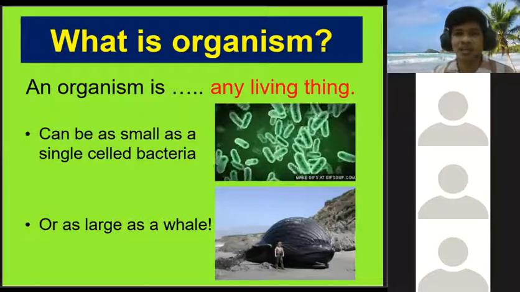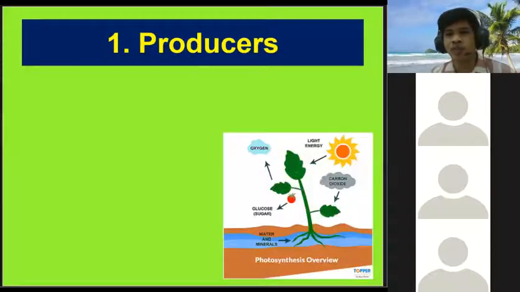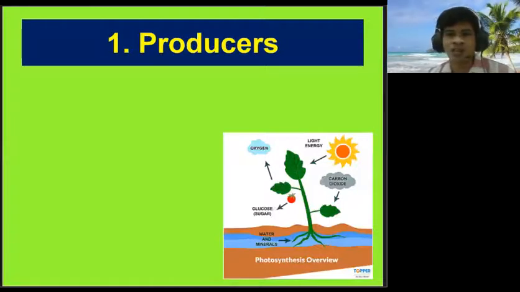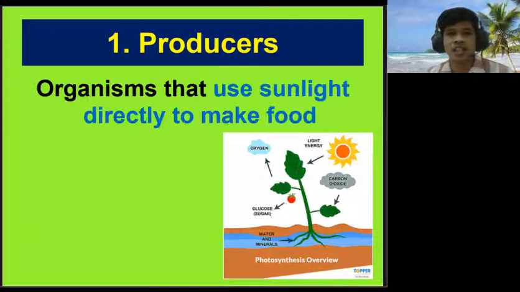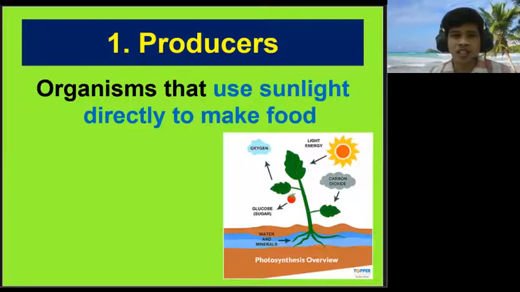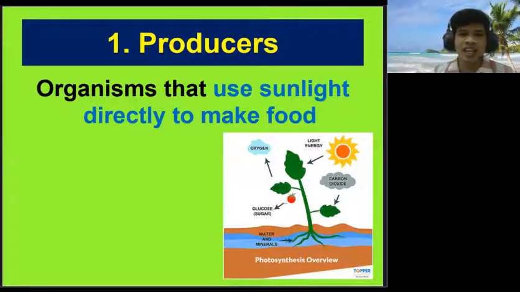So the first one is called producers. When we say producers, these are organisms that use sunlight directly to make food.